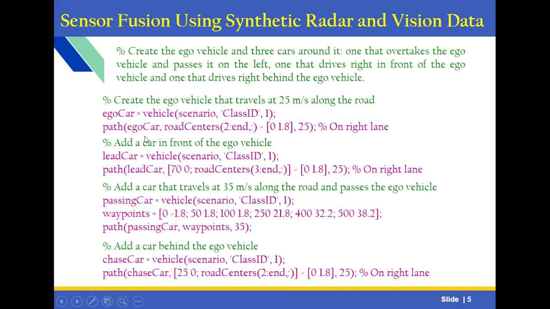The next step is to create the ego vehicle and three cars around it: one that overtakes the ego vehicle and passes it on the left, one that drives right in front of the ego vehicle, and one that drives right behind the ego vehicle. This is the Matlab function used to create the ego vehicle that travels at 25 meters per second along the road. The next statement adds a car in front of the ego vehicle. Then add a car that travels 35 meters per second along the road and passes the ego vehicle. Next, add a car behind the ego vehicle.